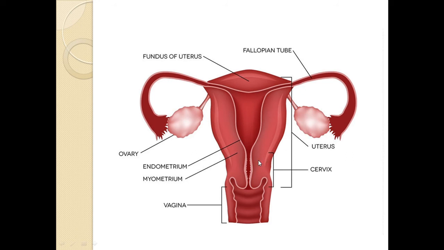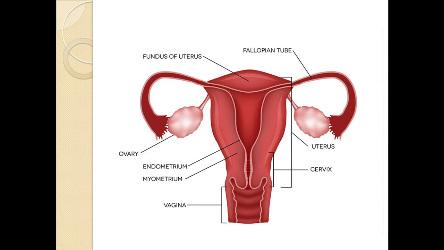The uterus opens into the vagina. See, this one is the vagina. So this uterus opens into the vagina through the cervix. This cervix is a narrow region. The cavity of the cervix is called the cervical canal, which along with the vagina forms the birth canal. So the cervical canal and vagina together form the birth canal, which helps in the delivery of the baby.